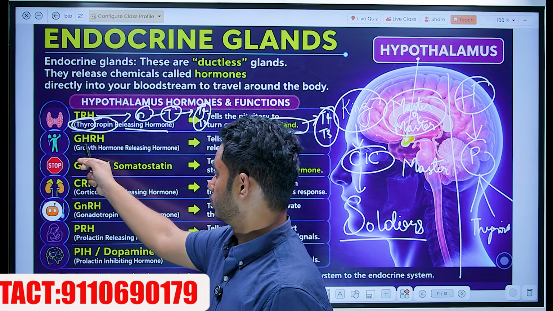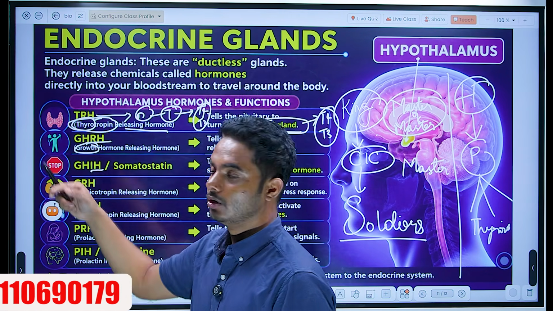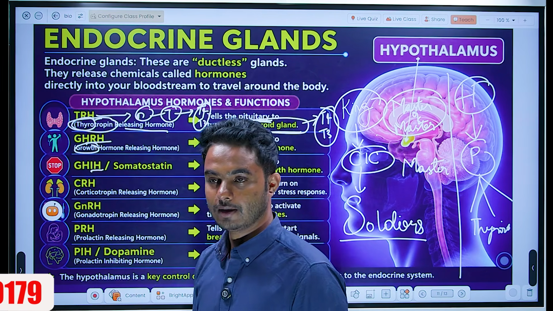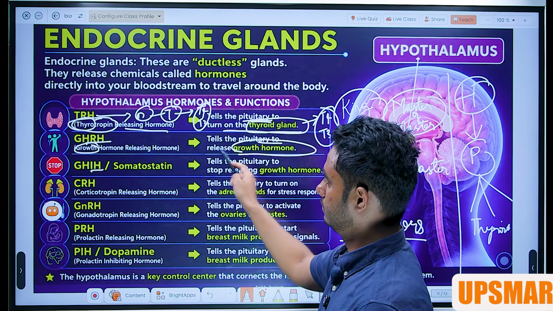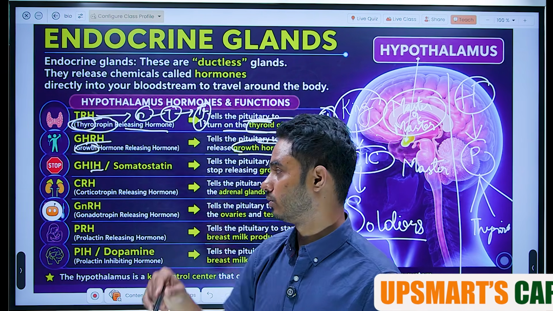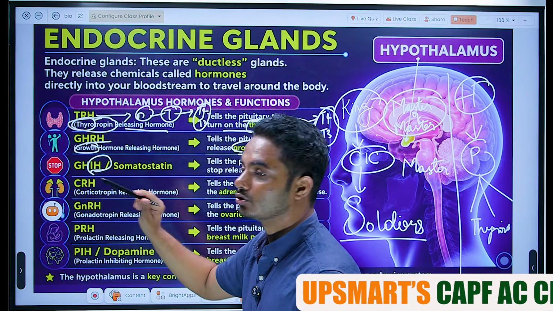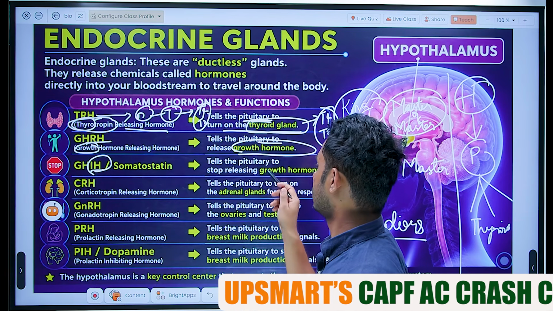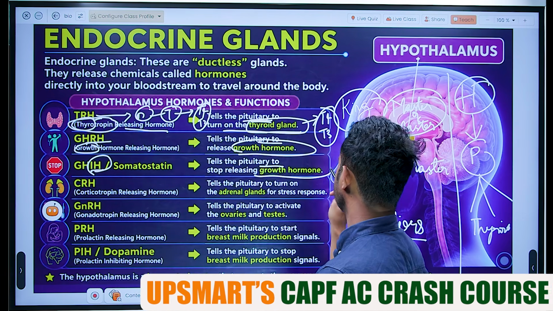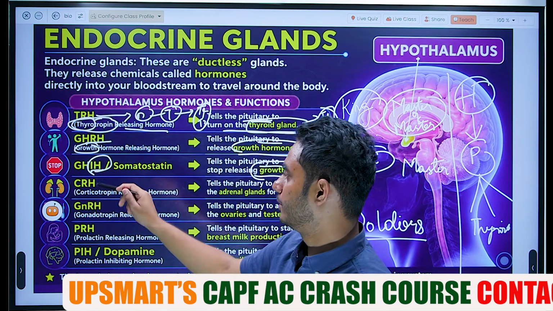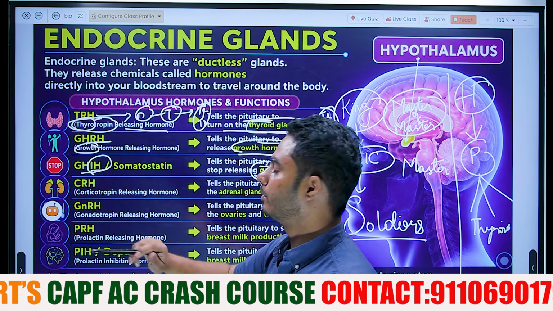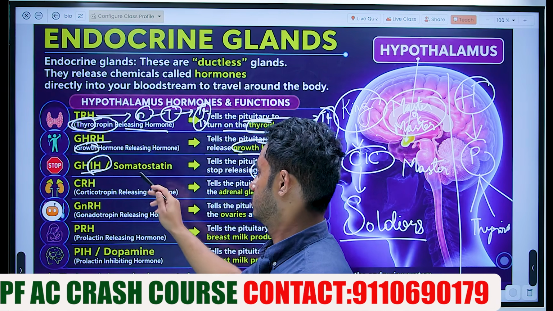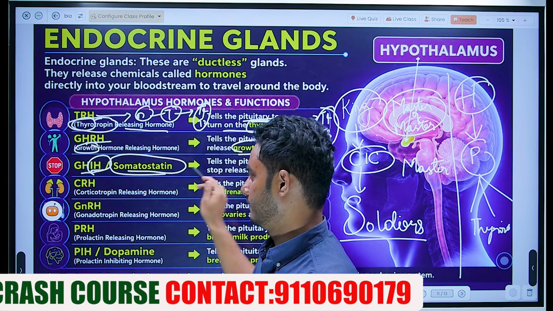Next, growth hormone. How we will grow. Okay, the growth hormone releasing hormone tells the pituitary to release growth hormone. Releasing hormone means release the growth hormone. Growth inhibiting, to stop the growth. Now the hypothalamus tells the pituitary to stop the growth hormone, that is the inhibiting hormone. The inhibiting hormone of growth is also called somatostatin.